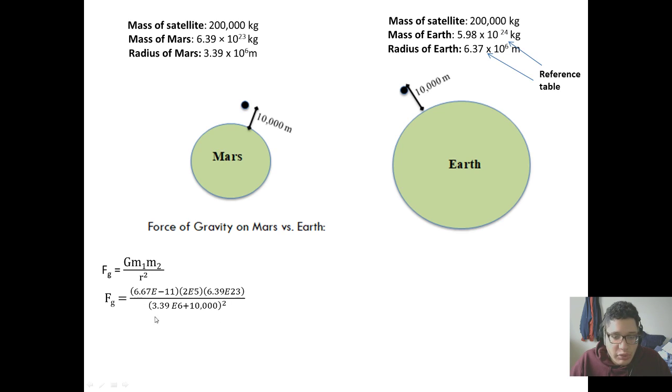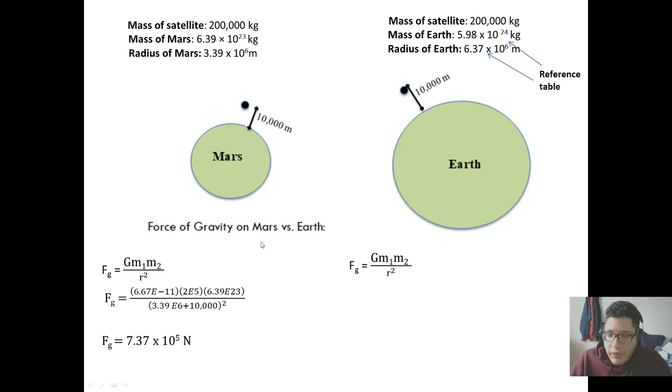I don't think I've ever made you do this before, but it's just something I'm trying to expose you to in case you are ever asked to do it. Remember that the radius of a planet is only from the center of the planet all the way out. And if we have a satellite or anything rotating farther away from that, we have to add that distance. So again, we have the center of Mars to the edge of Mars, and an additional 10,000 meters. When I calculate that out, I get that Fg is equal to 7.37 times 10 to the 5th newtons.